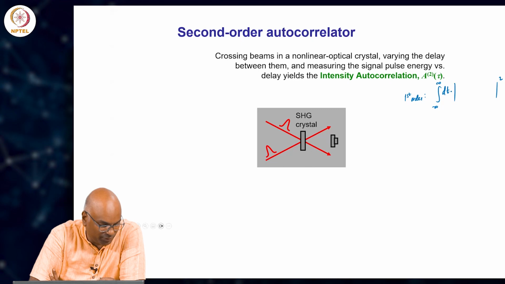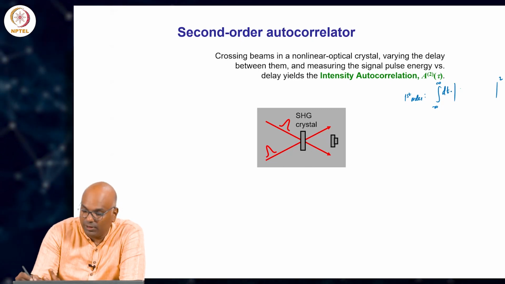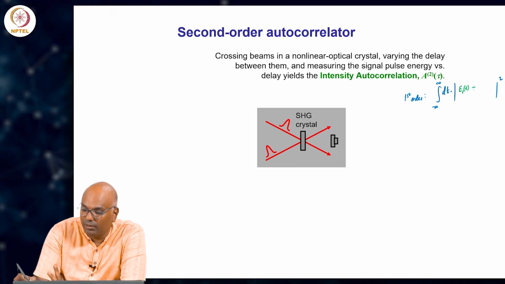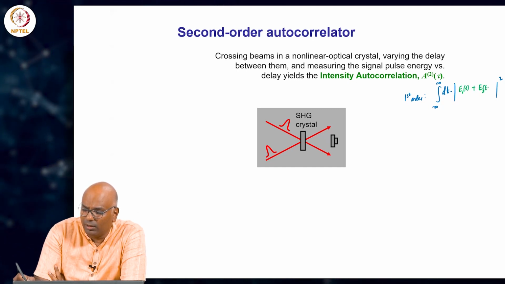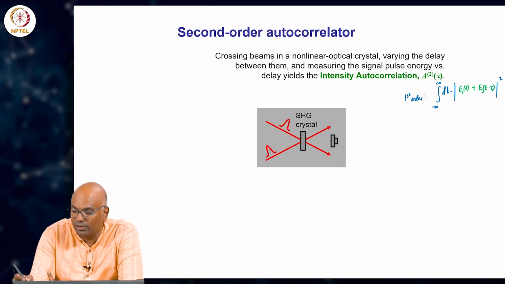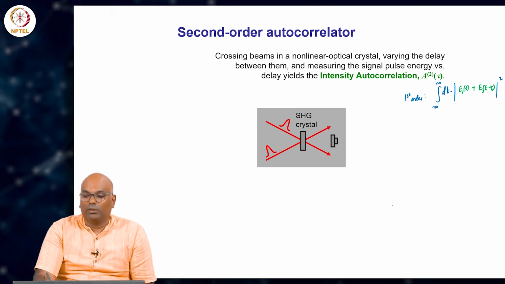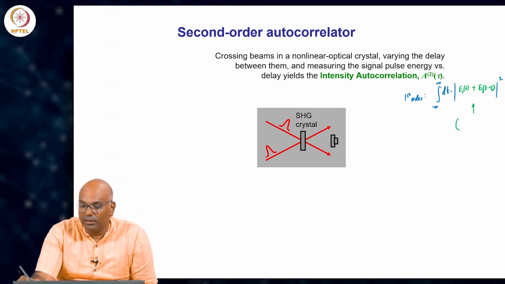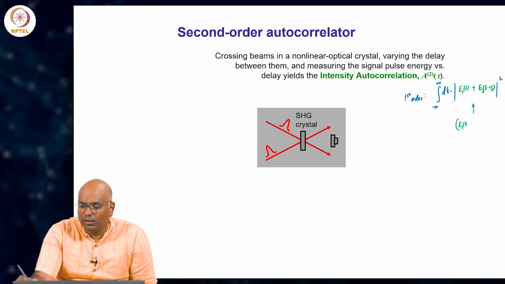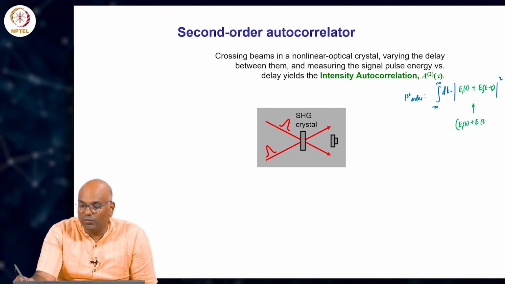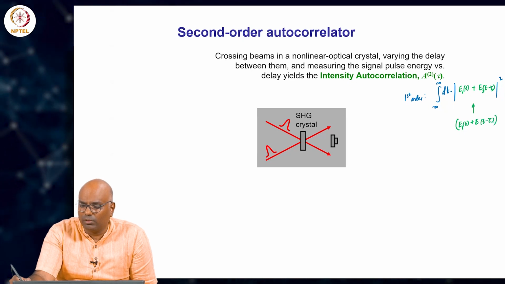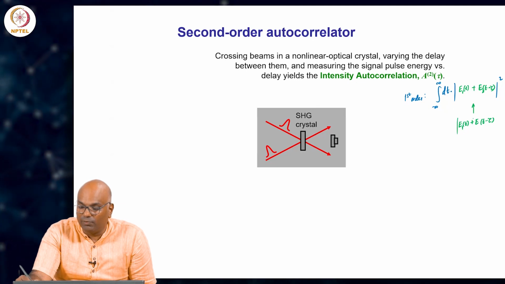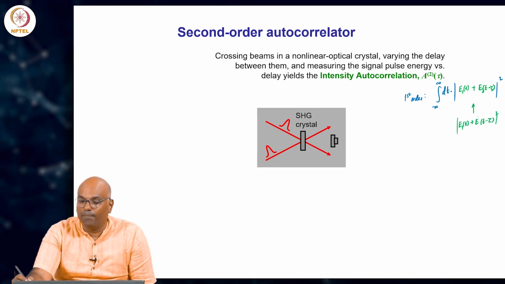This is the operator, if you so wish, into which we put in E1 of t plus E2 of t minus tau, where tau is the delay. Now the next idea is to stick in E1 of t plus E2 of t minus tau. This could even be the absolute value square of this.